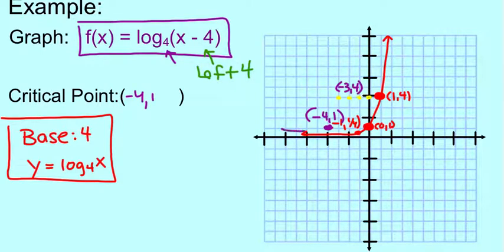Now I create that graph. I have not changed my asymptote. My asymptote still is at y equals 0. My domain is still all real numbers. My range is still y greater than 0, but now my y-intercept is different. I don't have one.